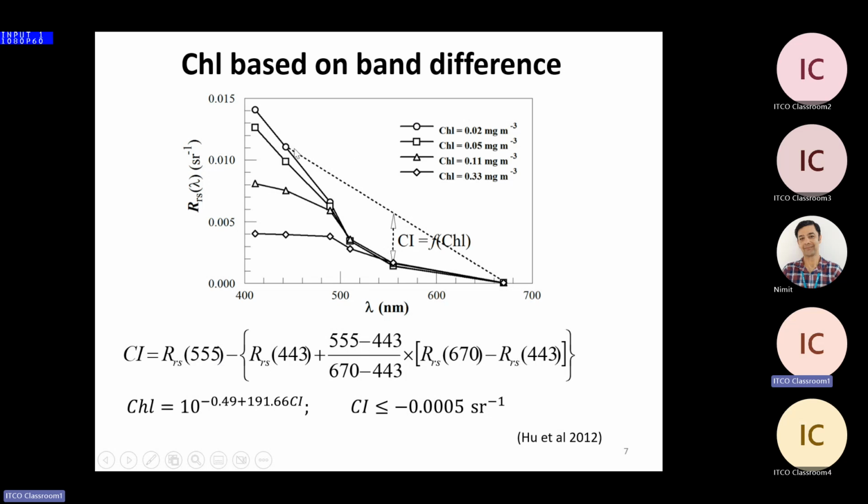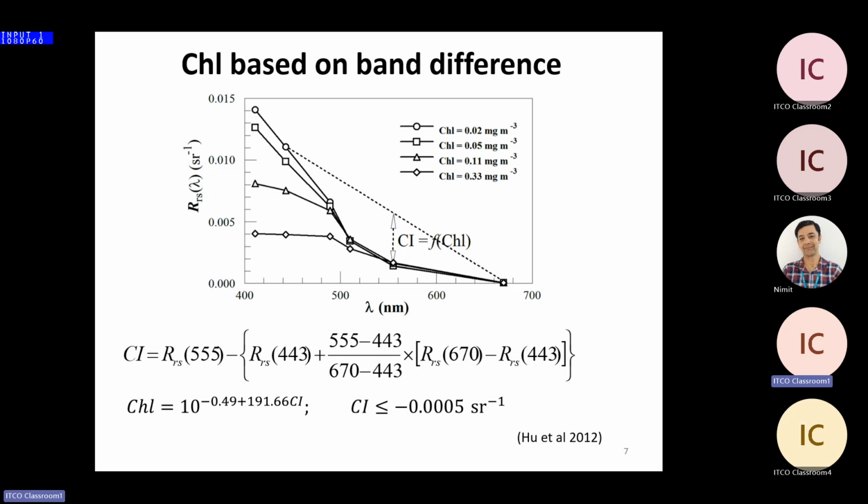Basically, you have a straight line from the blue to red. Then at 555, you calculate this height, the difference between the measured remote sensing reflectance and this straight line at the 555 wavelength. So use this, he calls it CI, I call it band difference, as an input, and you can estimate chlorophyll concentration. But this is also basically empirical, okay?